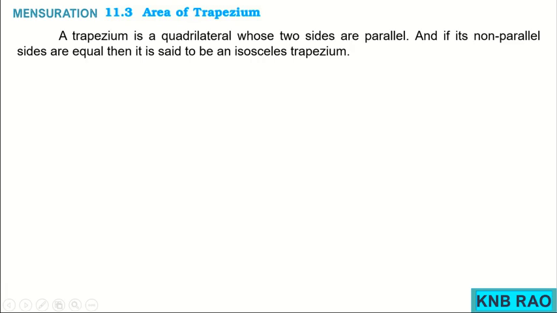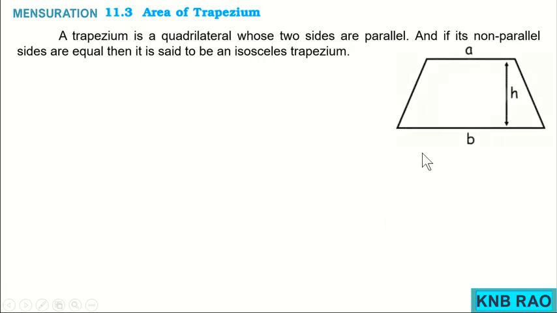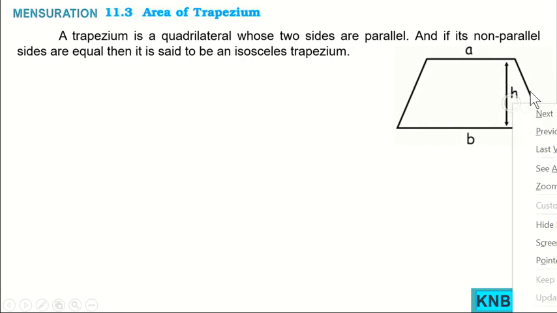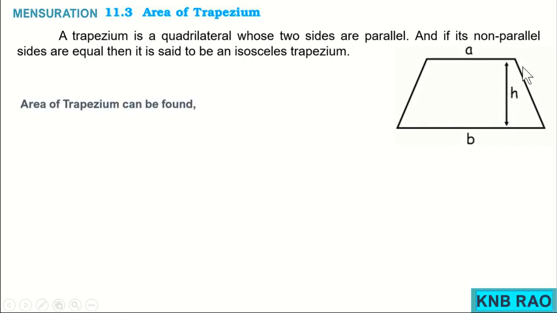Here is the isosceles trapezium, where the distance between the two parallel sides is the height. If the non-parallel sides are equal, then we call it an isosceles trapezium.